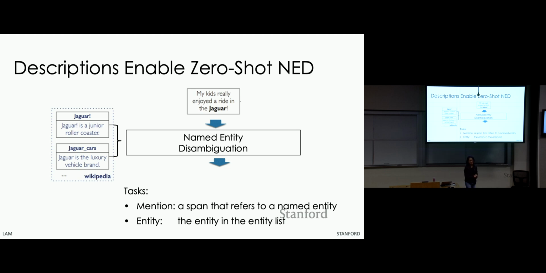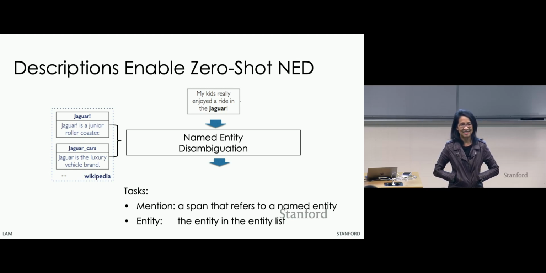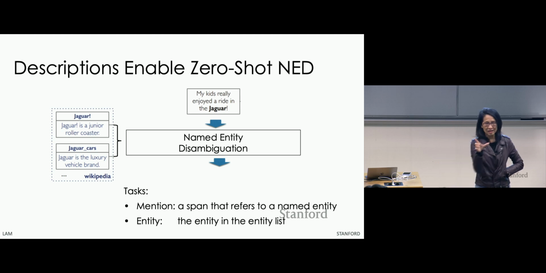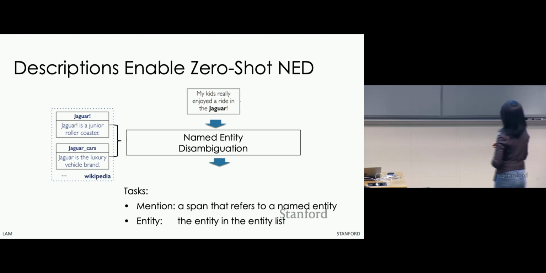Yeah. The part of my kids really enjoyed riding the Jaguar becomes your query, and the set of all possible occurrences of Jaguar within Wikipedia becomes your document set. Those are your documents. And it's likely that my kids enjoyed a ride at Jaguar would be semantically closer to Jaguar is a junior roller coaster than to a luxury vehicle. Precisely. So it is, again, a similarity search, a semantic similarity search. But it is applied now to the problem of entity disambiguation.